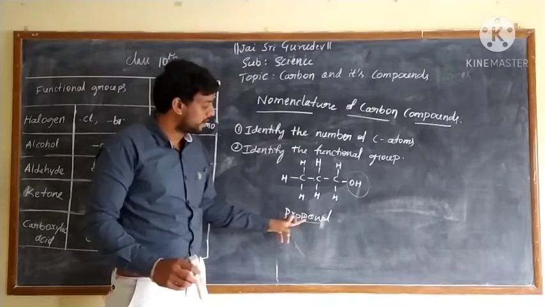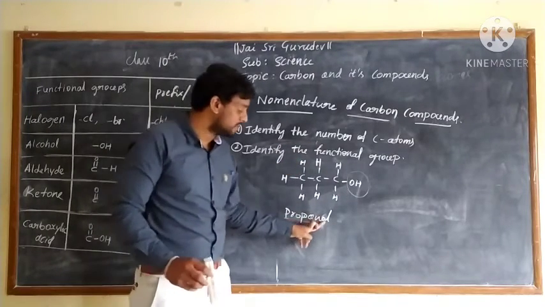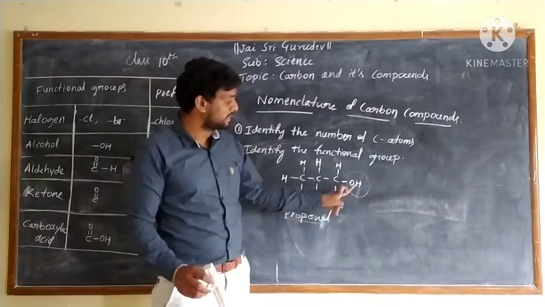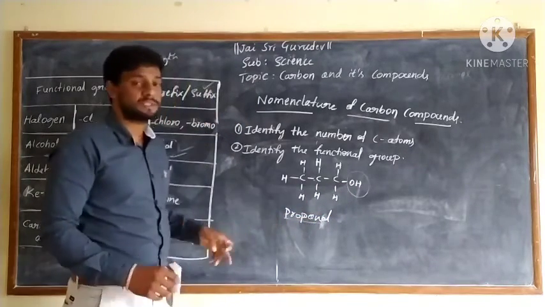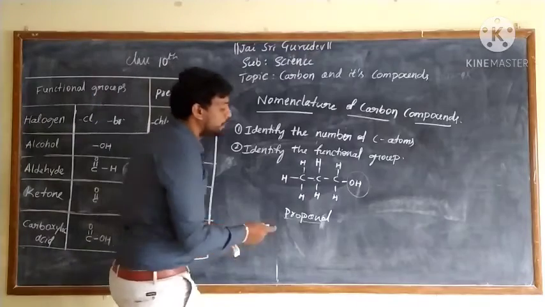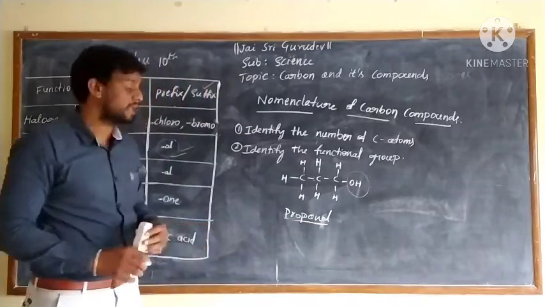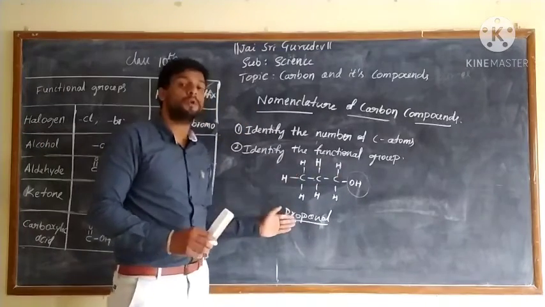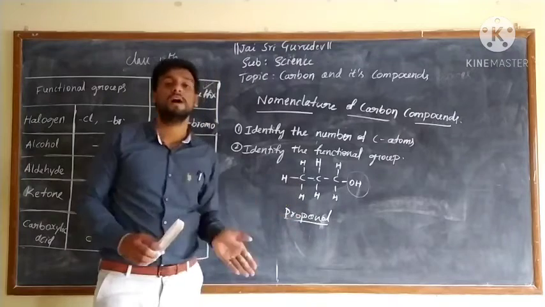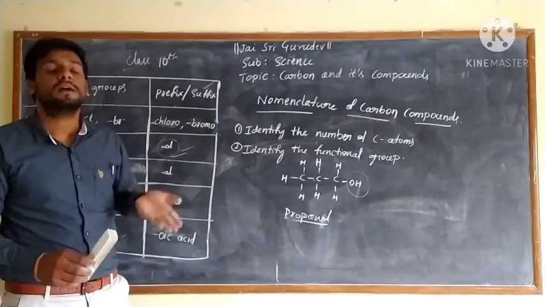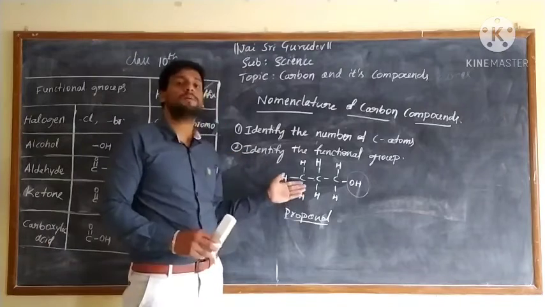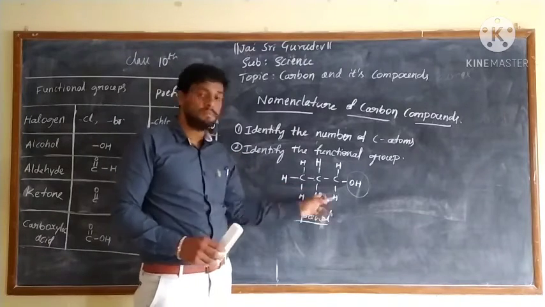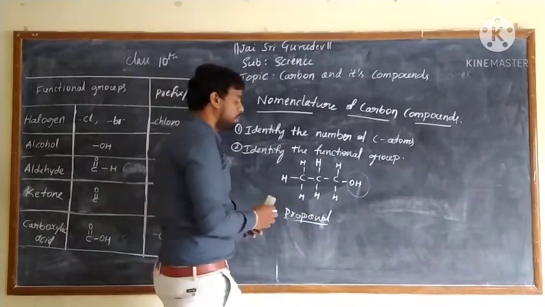So write propane, erase the last letter, that is E, then add its suffix, that is ol. Now the compound name is changed. What now? Propanol. Now the name of this compound is propanol. So this is the way of naming a carbon compound. When the functional group is replaced in the carbon compound, the name changes. So let us see one more example.